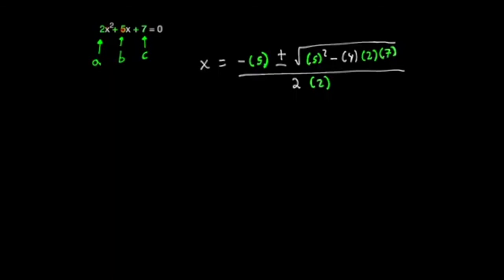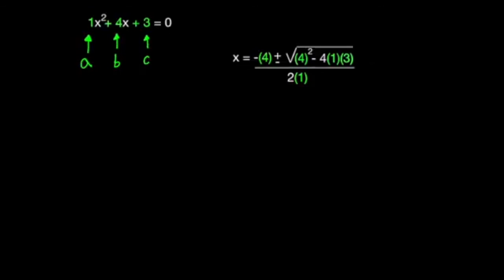Identifying the a value, the b value, and the c value, you can see that the solutions follow a specific pattern. And things get better because this is going to work for any quadratic equation in standard form. As long as you get the a value, the b value, and c value, you can plug it in onto this recipe and it will spit out the solutions or the x values.